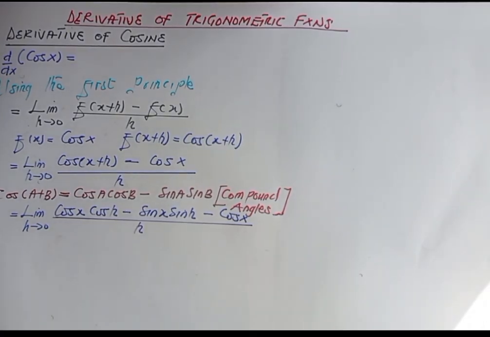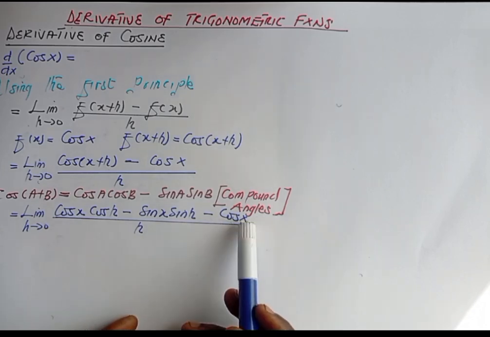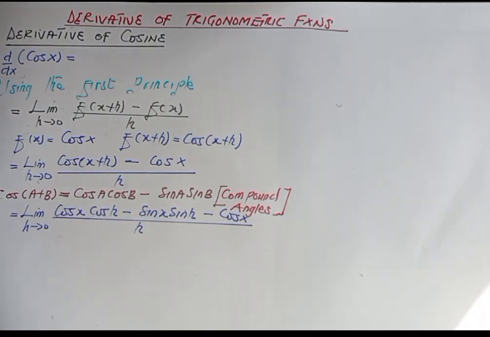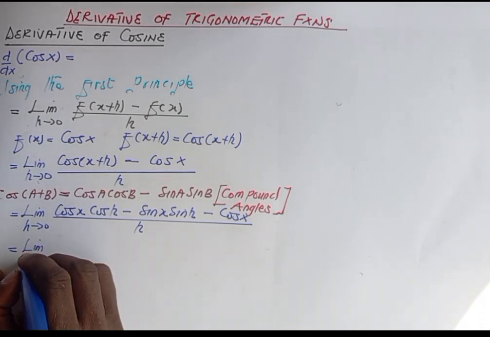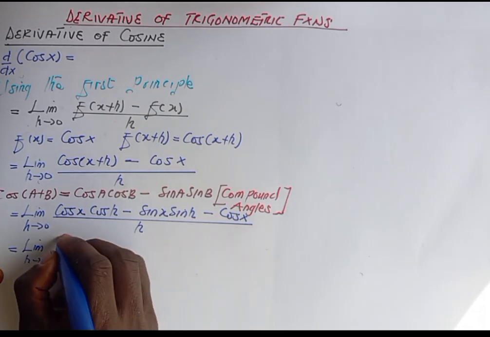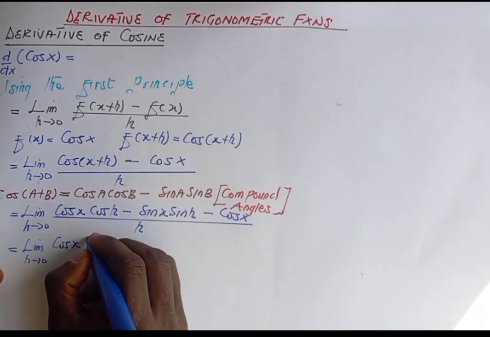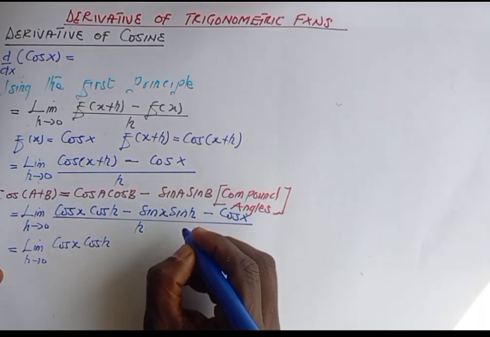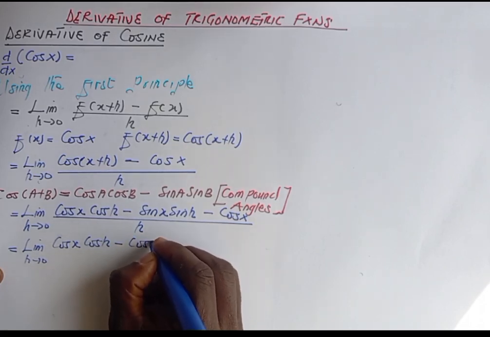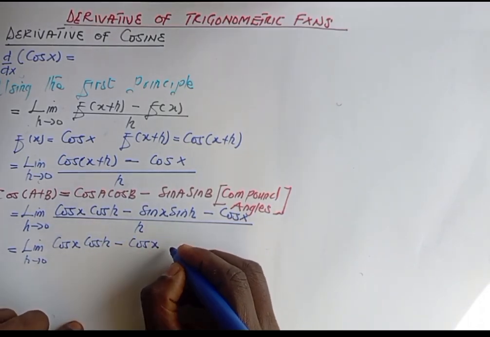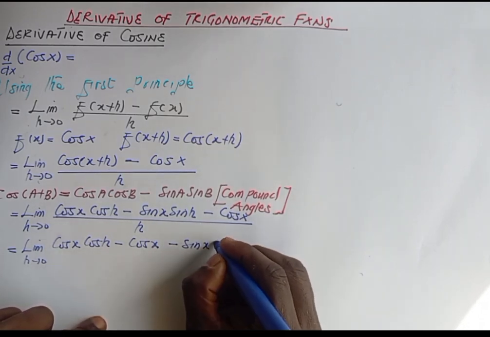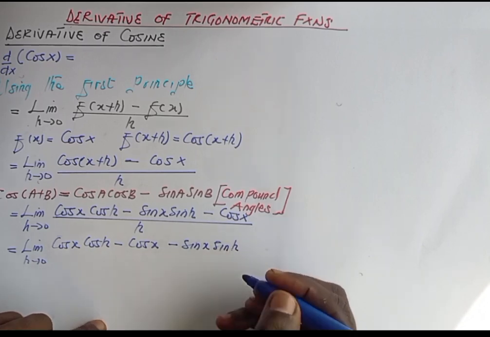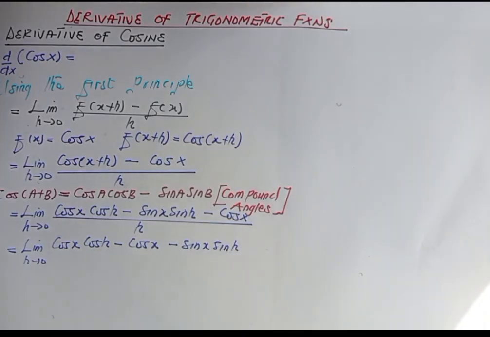So the next thing is to do a little bit of arrangement on the top by bringing the negative cos x to this very part so that we can factorize the cos x out. So we are going to get the limit as h approaches 0 of cos x cos h minus cos x. Then we have minus sin x sin h all over h.